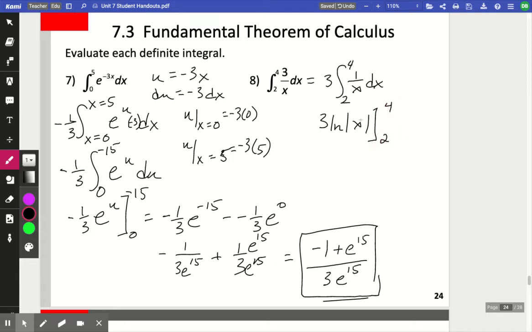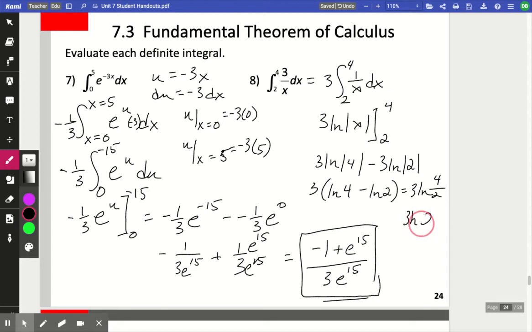All right. And so now I'm just going to plug in. So 3 natural log of the absolute value of 4 minus 3 natural log of the absolute value of 2. Now, 2 and 4 are positive numbers, so the absolute values are not necessary. All right, and I can factor out a 3, so I get 3 times the natural log of 4 minus the natural log of 2. Now, natural log of 4 minus natural log of 2 can be rewritten as the natural log of 4 over 2, and 4 over 2 is 2, so this would be 3 natural log of 2.